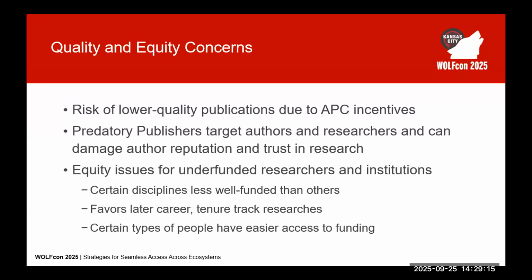And then the equity issues for underfunded researchers and institutions. You know, an APC model tends to favor people that are later in their career, people that are tenure track. And we know that there are just certain types of people that have easier access to funding than others. So even though the output of research is more equitable under open access, there are inherent inequalities that still exist in access to the funding for that research. So it's just a whole additional layer that we need to take into account and work on making better.